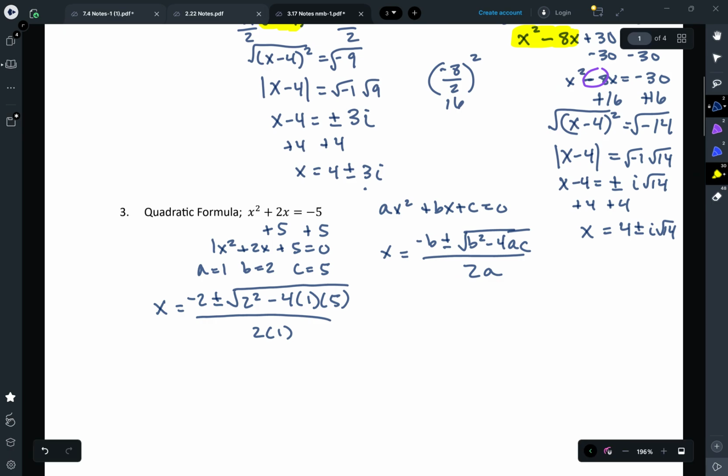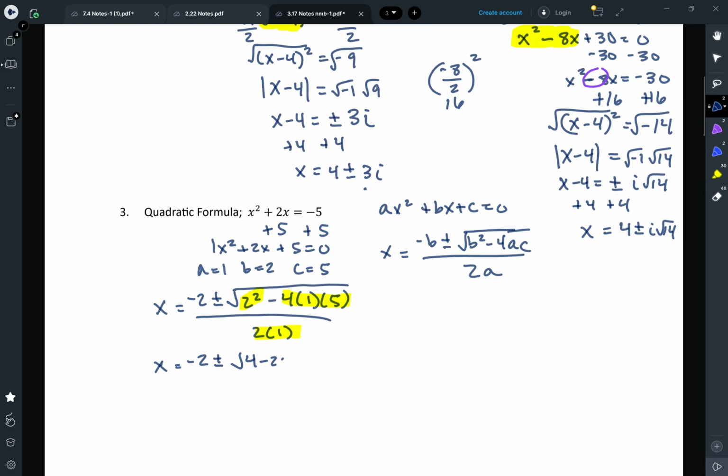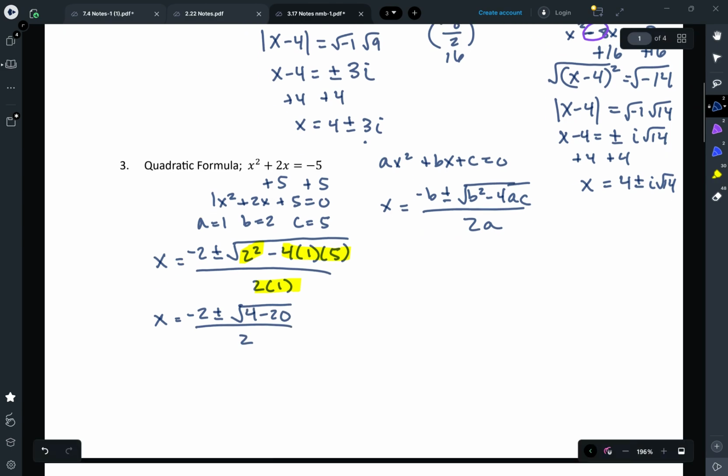And then remember our next step is to go through, do a square, multiply, multiply. All right, so x equals negative 2 plus or minus square root of 4 minus 20, and this is all over 2. Now we're going to subtract. Negative 2 plus or minus square root of negative 16 all over 2.